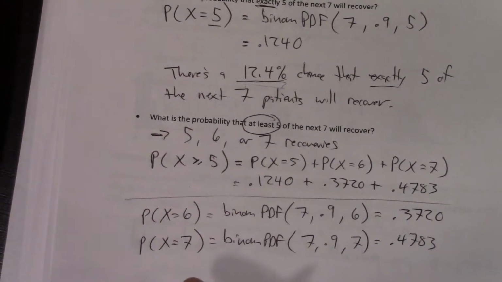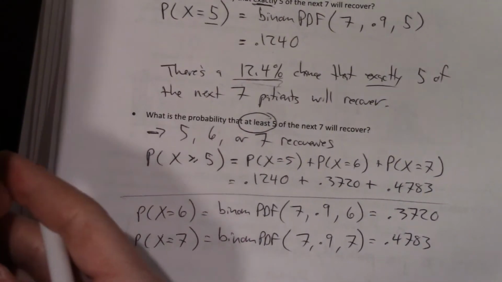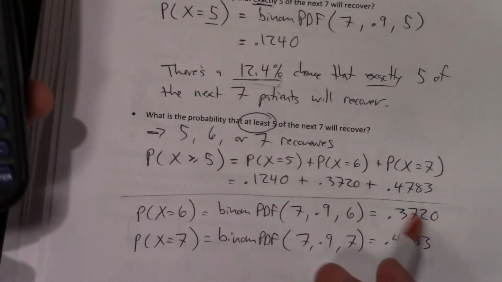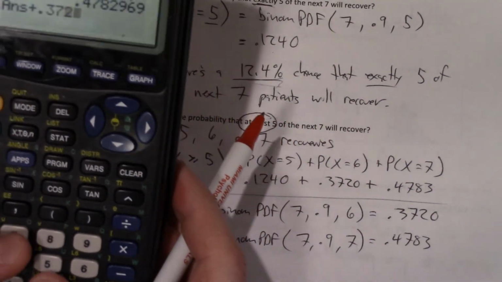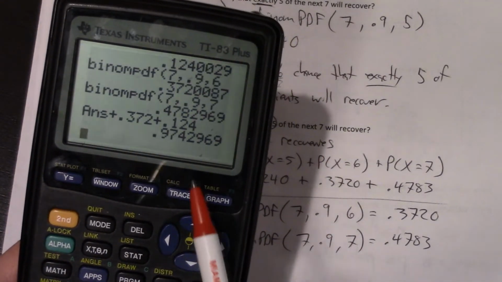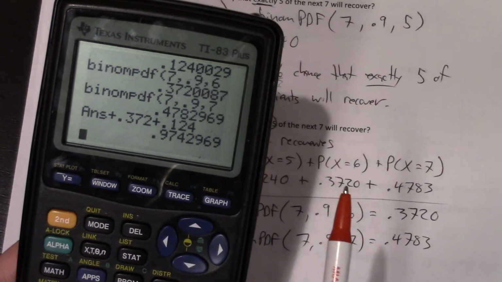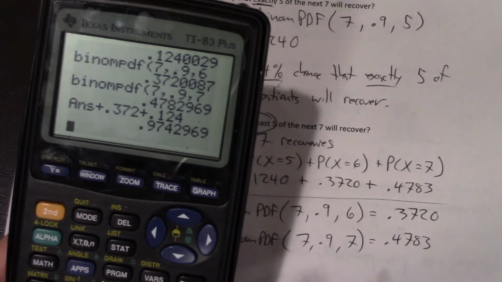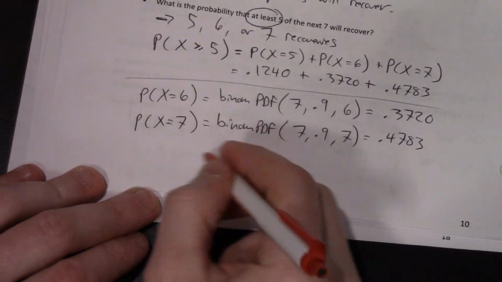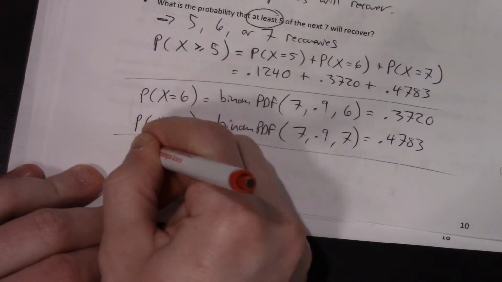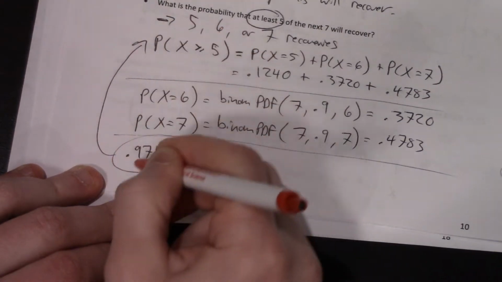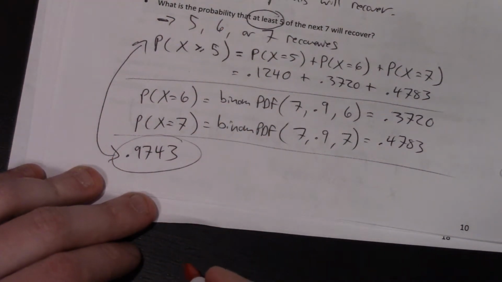Okay. We've done a little bit of rounding. It's okay. We can be more specific if we wanted, but this will be okay for now. So now we just add these up. 0.4783 plus 0.372 plus 0.124. So you'll get something around 0.9743. Just depends on how much you rounded. 0.9743. Okay, and this is the probability that x is at least 5.